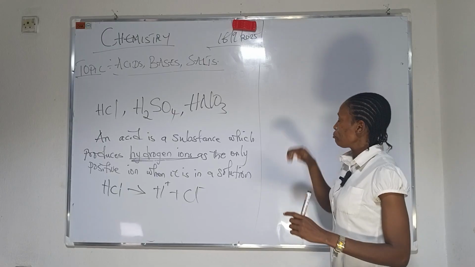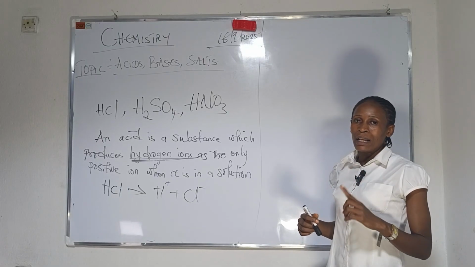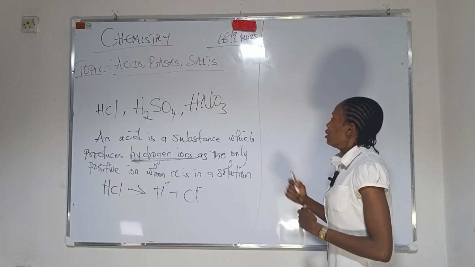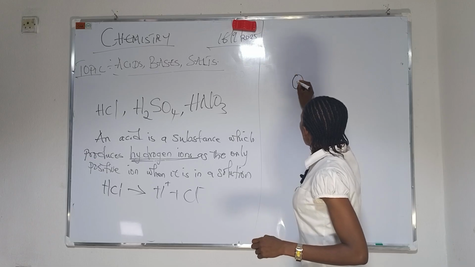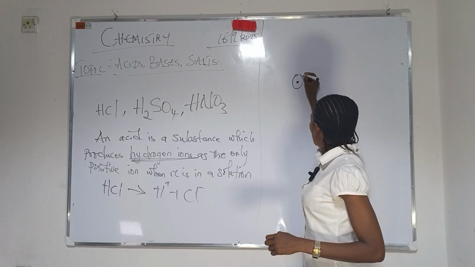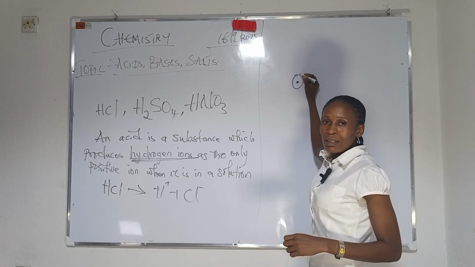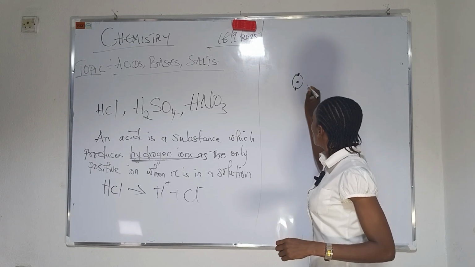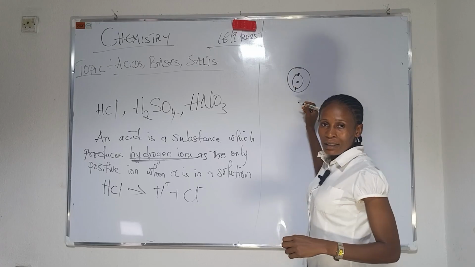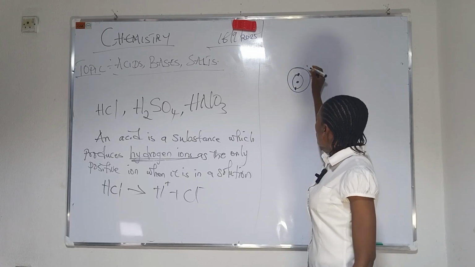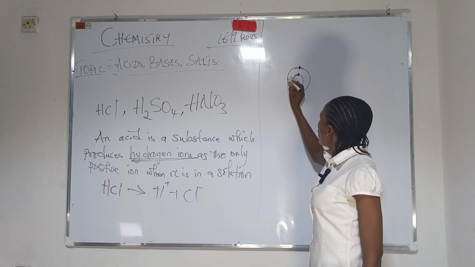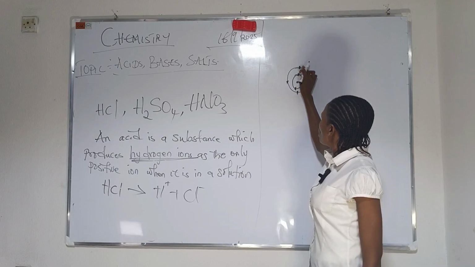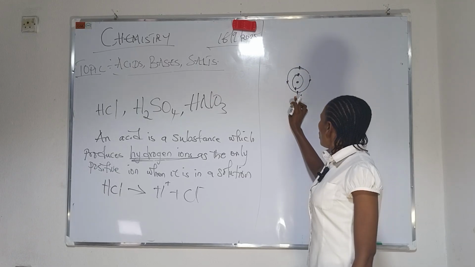Let me explain better here. Using our KLMN electronic configuration, we can do it this way. This is my nucleus. The first shell is entitled to have 2 electrons, 1, 2, while the second one is entitled to have 8. See how I'm going about it. I have 1, 2, 3, 4, that is 1, 2, 3, 4, 5, 6. Okay, I continue.